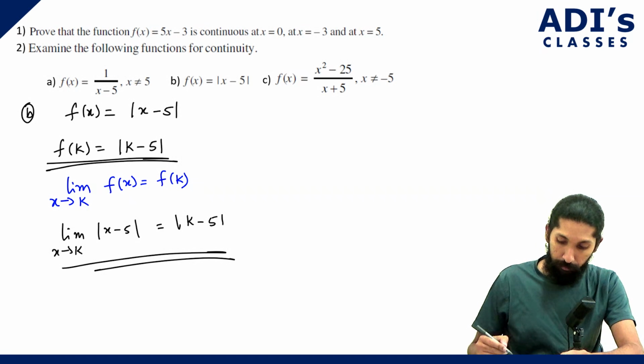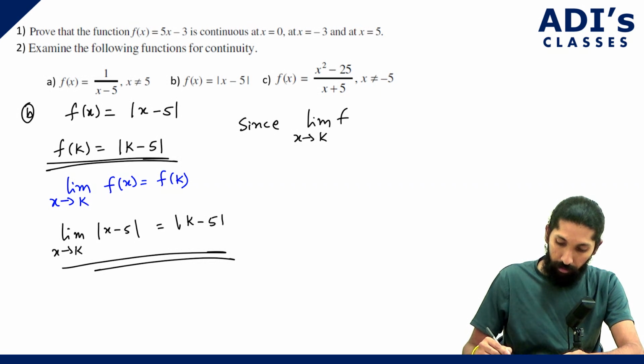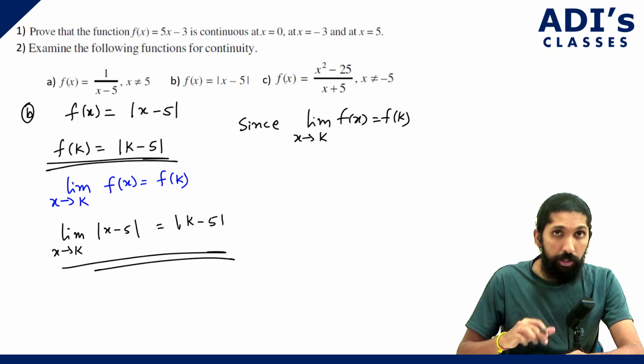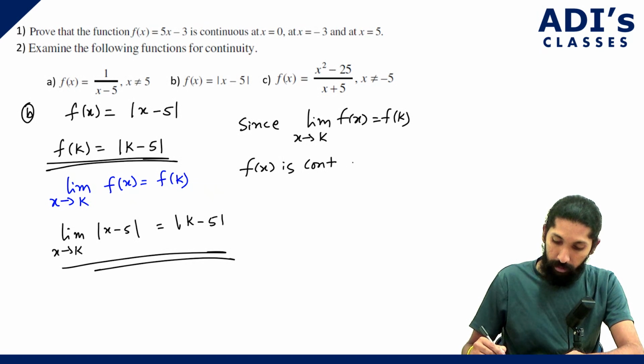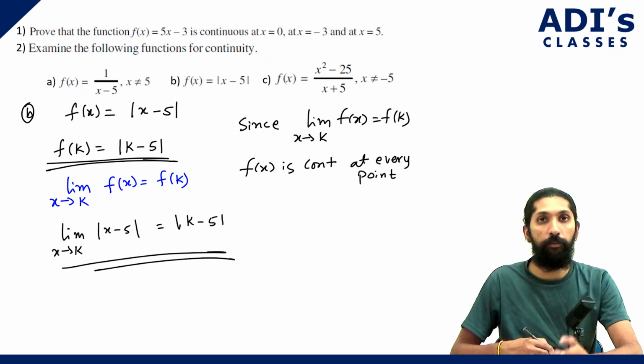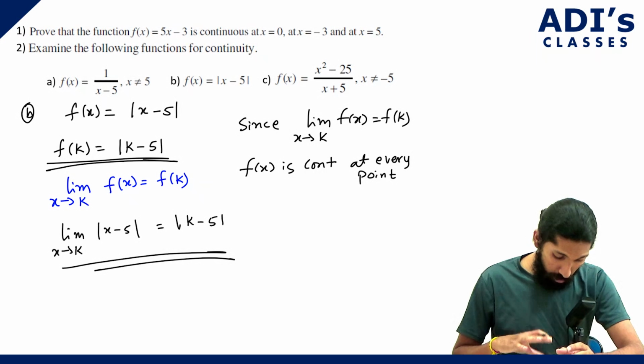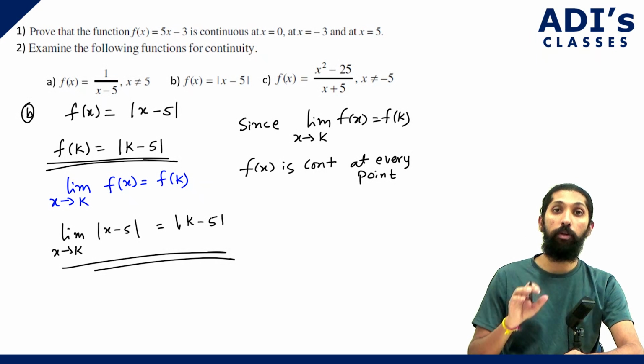So what did we just prove? We proved that since limit as x tending to k, f of x is equal to f of k, by definition of continuity, f of x is continuous everywhere, or you can say f of x is continuous at every point. At every point, f of x is continuous. Understood? So this is how we solve 2b. Now we'll go for 2c.